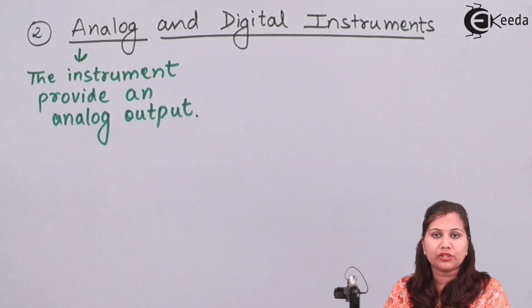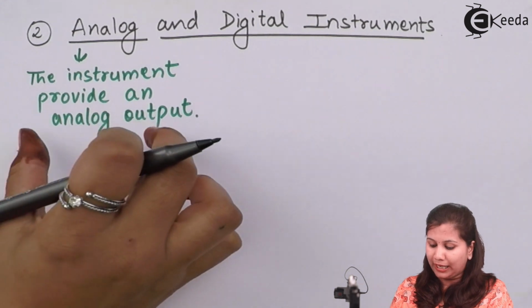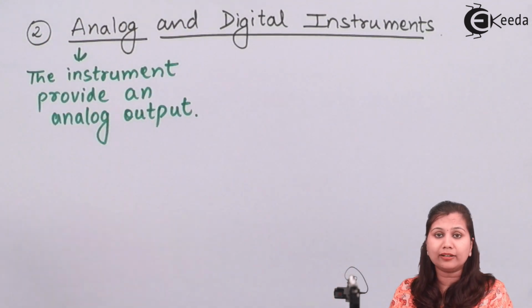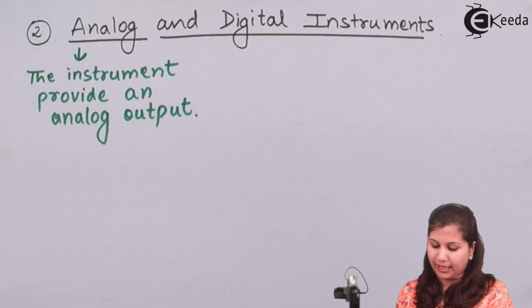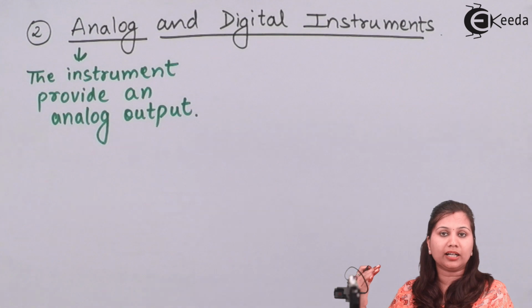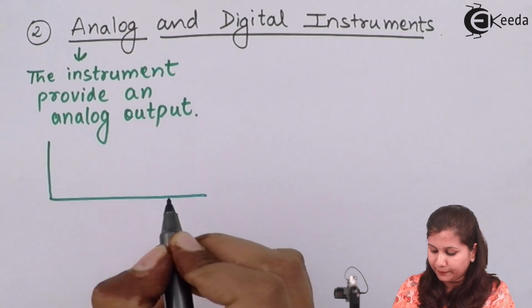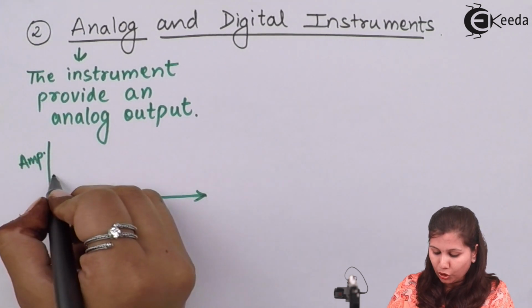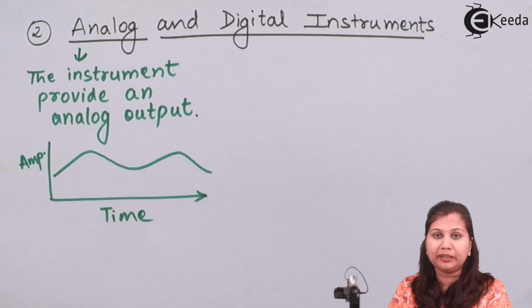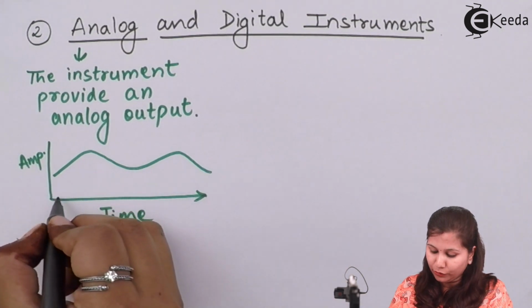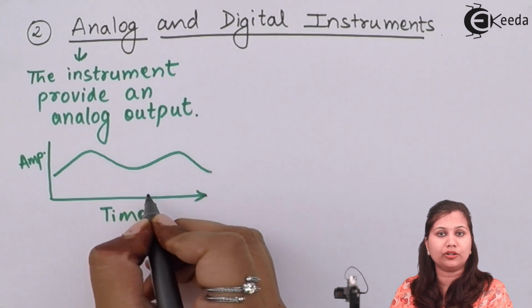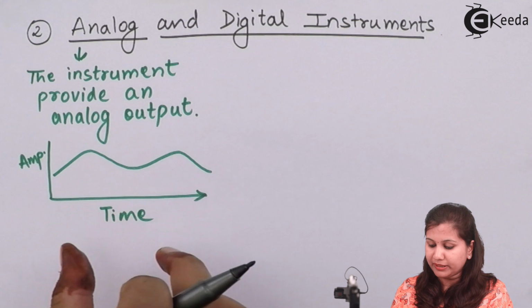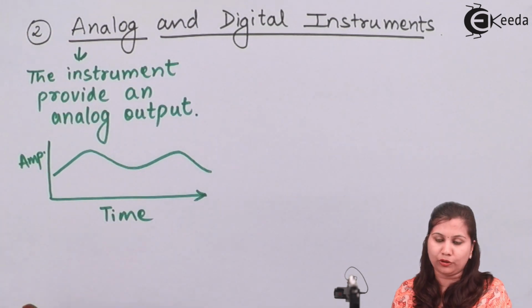So if the output of the instrument is in analog form, that will be called an analog instrument. An analog signal is a signal in which the values of the quantity are continuously varying with time. So if the signal is provided in a continuous fashion, like if we draw a signal, this is the time and this is the amplitude of the signal, this type of signal will be called an analog signal. Here the value of the signal is varying at every instant of time. So if this type of output is provided by the instrument, that will be called an analog instrument.